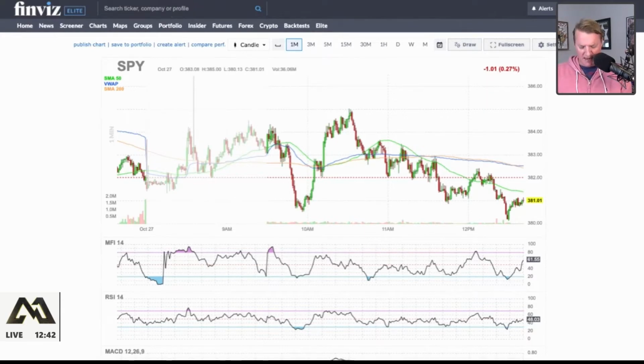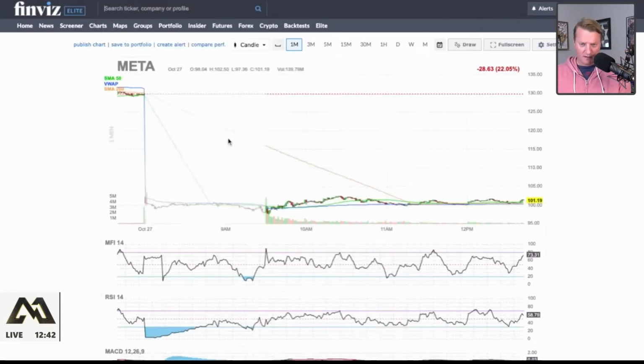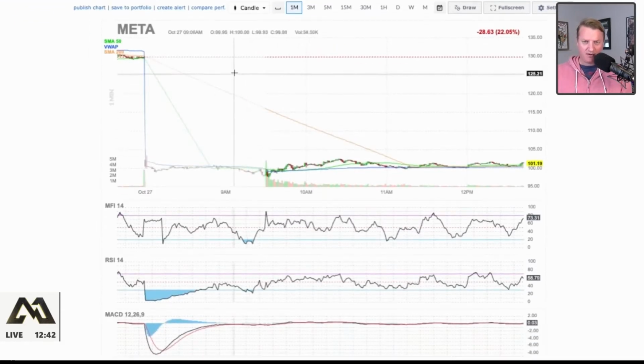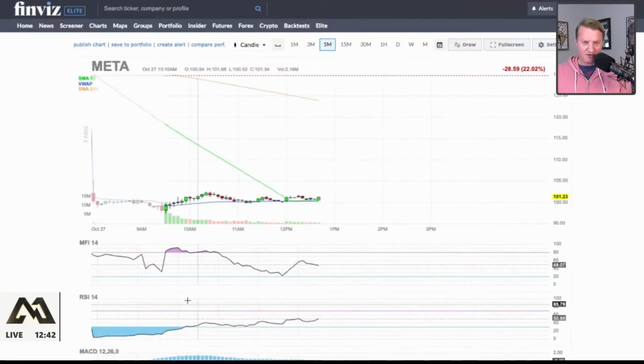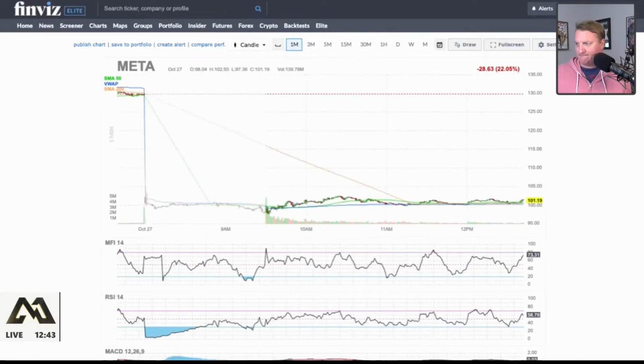Let's take a look at Meta. So Meta RSI 5 minute. As you could see, when we opened this morning, we were oversold on the 5 minute. We got a little bit of a bump, a little bit of a run, pushed back up to 101, and then this thing just kind of died off. But MFI is what we're going to start to talk about next. Any questions about RSI?